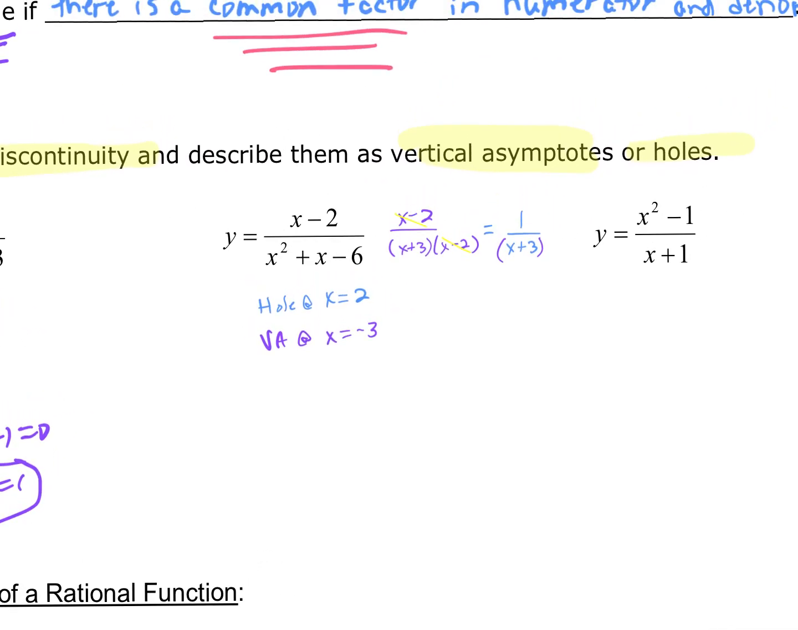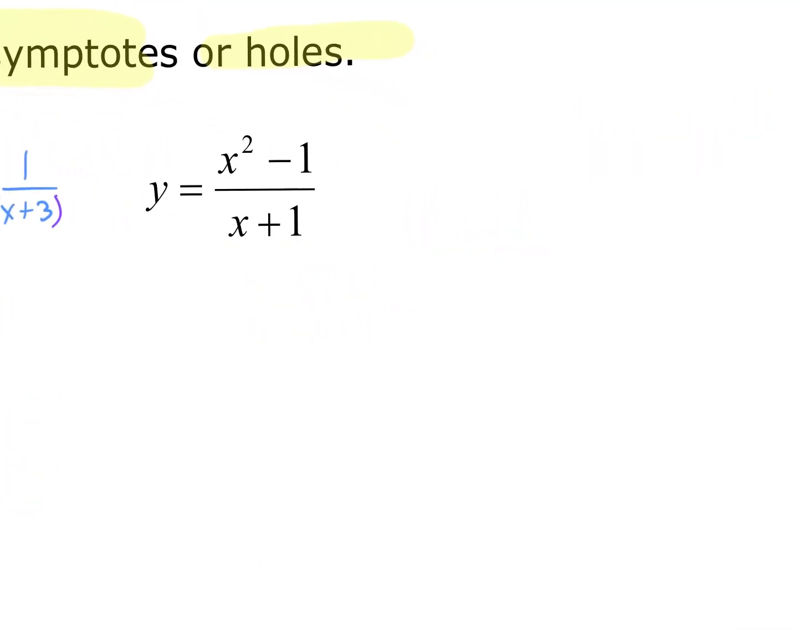All right, and then last one here, if we factor this numerator, we've got x plus 1 and x minus 1. And in our denominator, we have x plus 1. So once again, we see that we have a common factor of x plus 1 in numerator and denominator. So that's going to divide out.